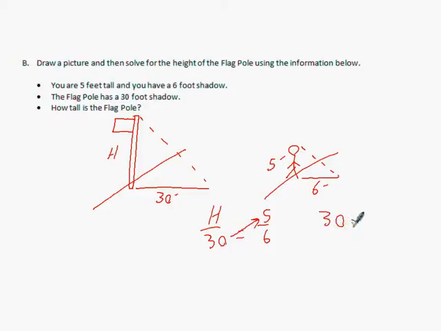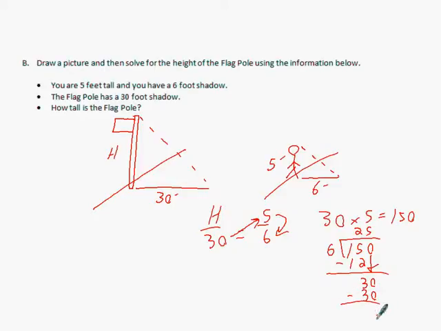Multiply. 30 times 5 equals 150. Divide by 6. 6 goes into 15 twice, which is 12. 15 minus 12 is 3. Bring down the 0, is 30. 6 goes into 30 5 times, which is 30. No remainder. The height of the flagpole equals 25 feet tall.